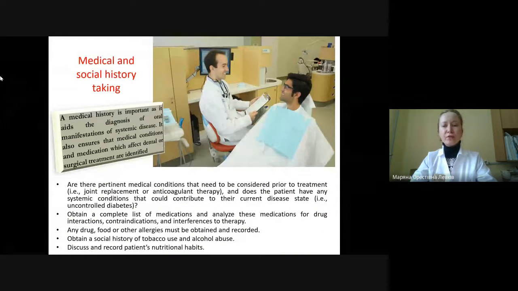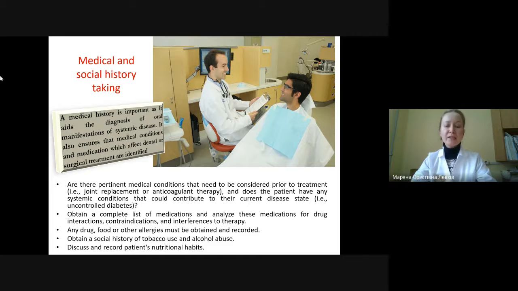Medical and social history is the next step in the subjective examination of the patient. Medical history is important as it aids the diagnosis of oral manifestations of systemic disease. It also ensures that medical conditions and medication which affect dental or surgical treatment are identified. Are there pertinent medical conditions that need to be considered prior to treatment? For example, joint replacement or anticoagulant therapy. And does the patient have any systemic conditions that could contribute to their current disease state? For example, uncontrolled diabetes. All of this should be found out during communication with the patient.